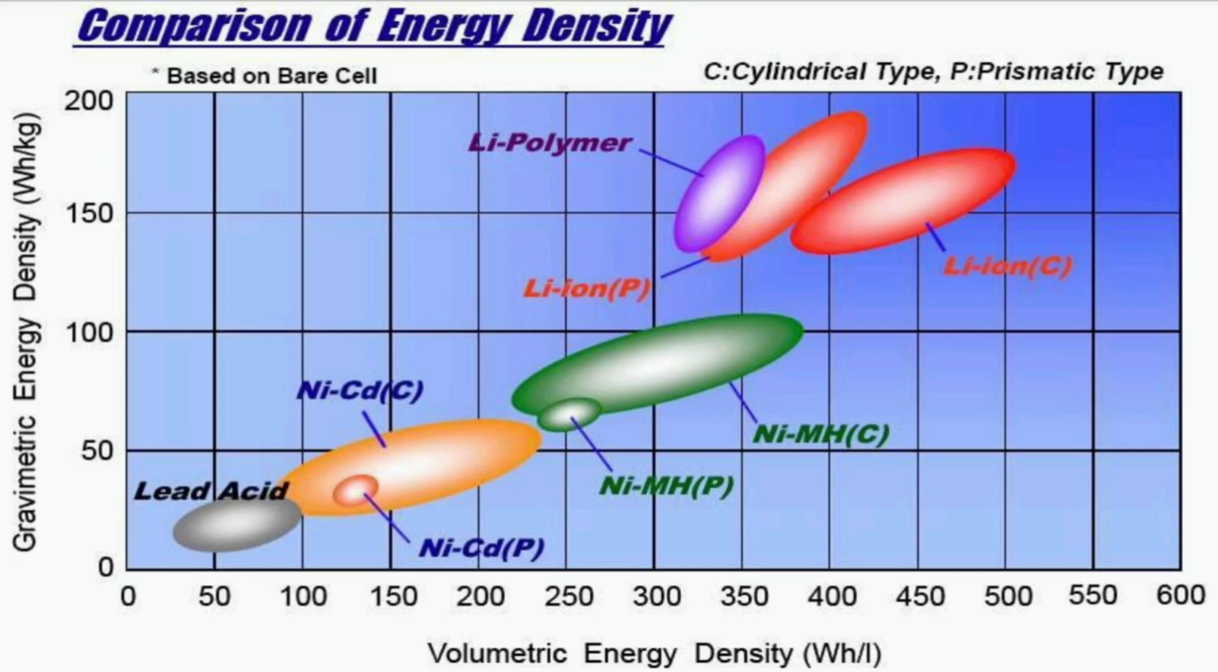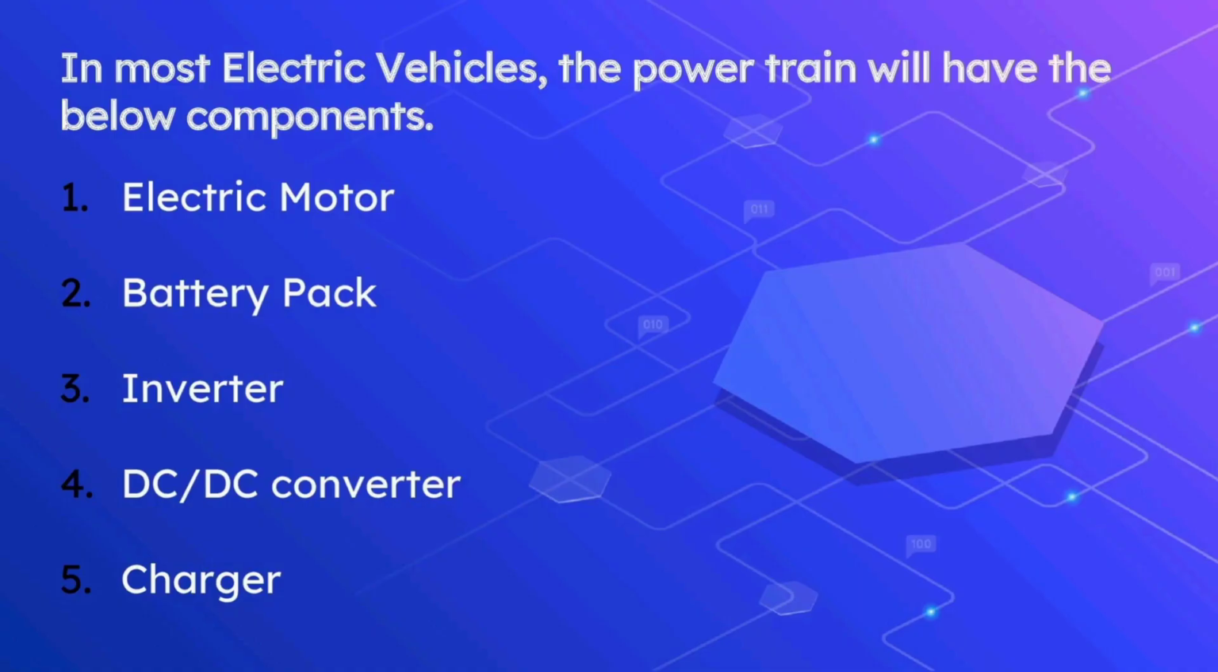Coming to the next slide, in most electrical vehicles, the powertrain will have these components. First one, electric motor, battery pack, inverter, DC to DC converter, charger. Battery management system, BMS, manages the battery pack, so it is also an important part of the electrical vehicle powertrain.